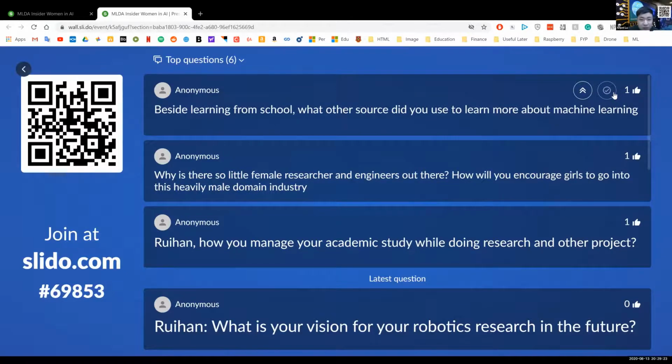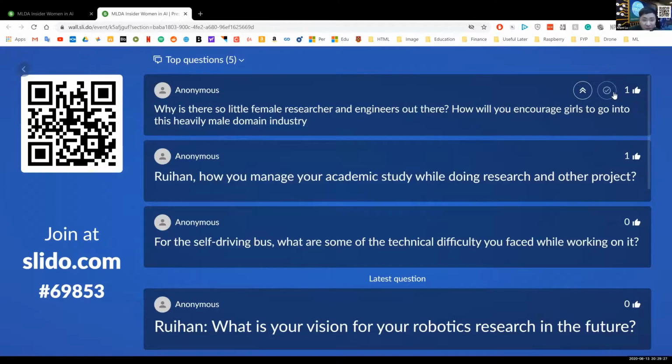So this question is quite interesting. Why are there so few female researchers and engineers out there? How would you encourage girls to get into this male-dominated industry? Anyone want to answer?